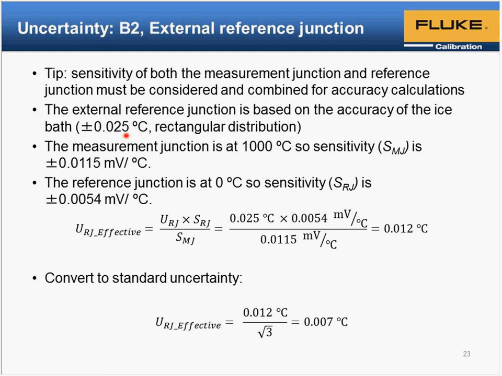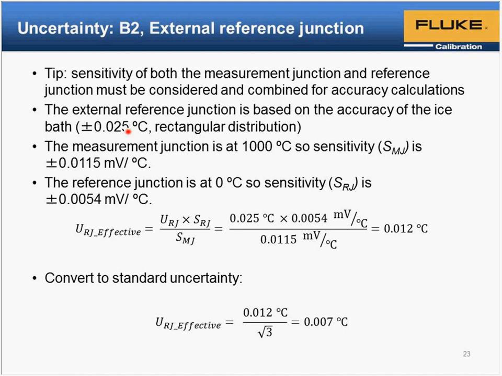Now, of course, you can reduce this uncertainty by using ice that's made with distilled water and carefully preparing the ice bath so that no impurities enter the water. But the 0.025 uncertainty is quite adequate for what we're doing here. So we also put a thermistor probe in our ice bath just to check it and make sure that it's always working correctly.